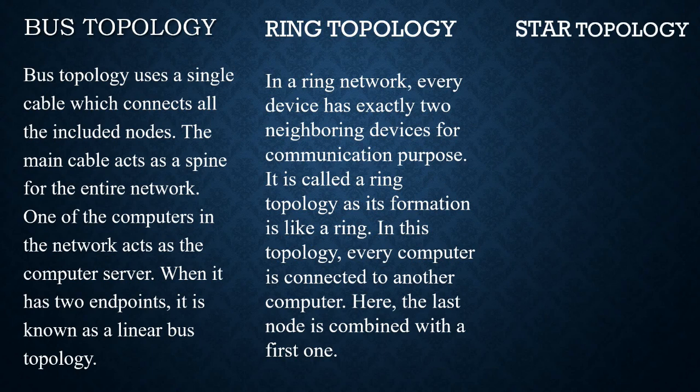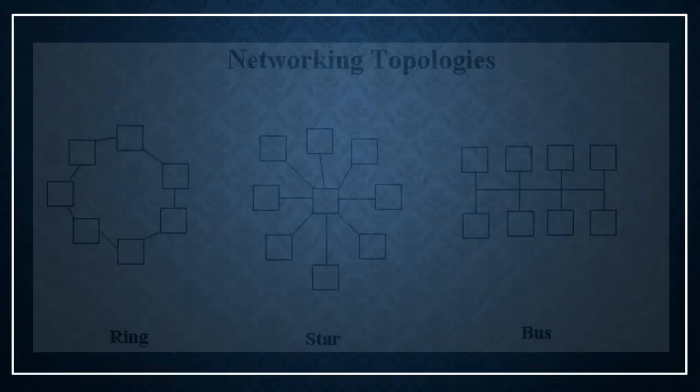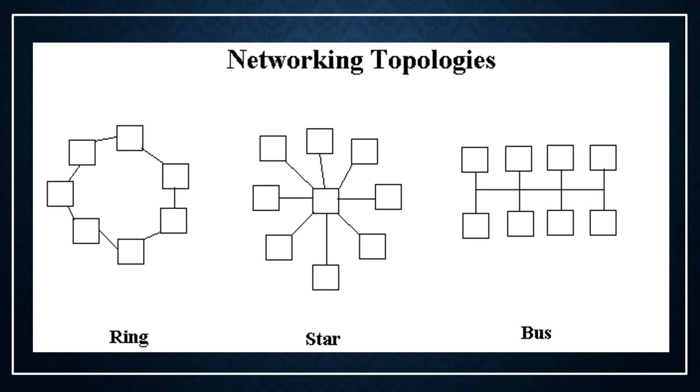Star topology. In the star topology, all the computers connect with the help of a hub. This is called a central node, and all the other nodes are connected using this central node. It's the most popular on LAN networks as they are inexpensive and easy to install. These are examples of the topologies.